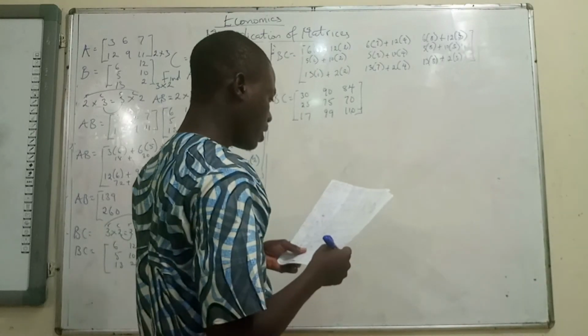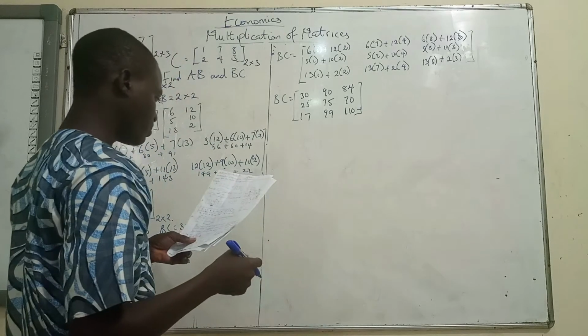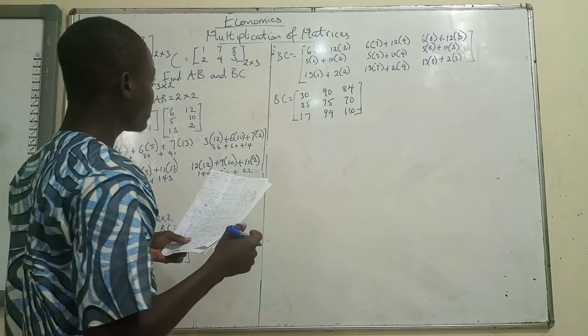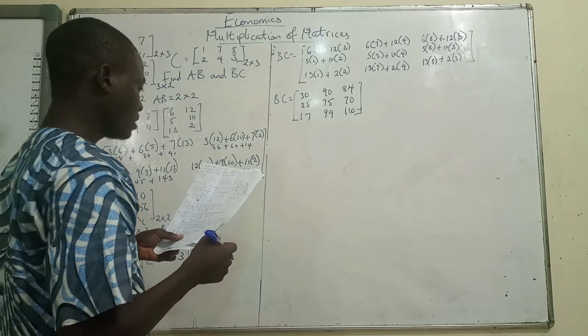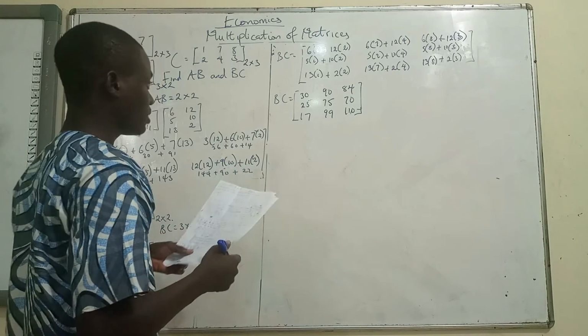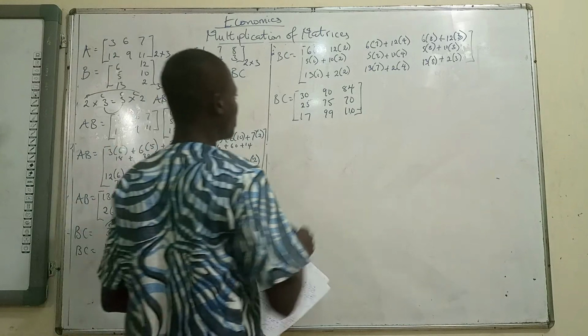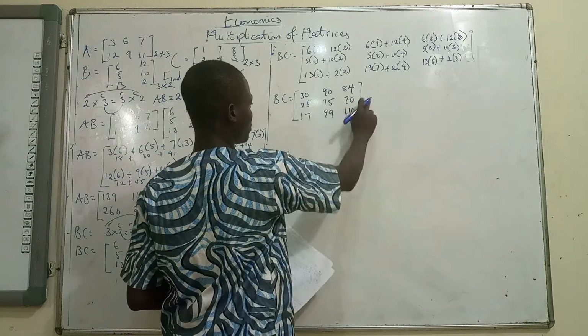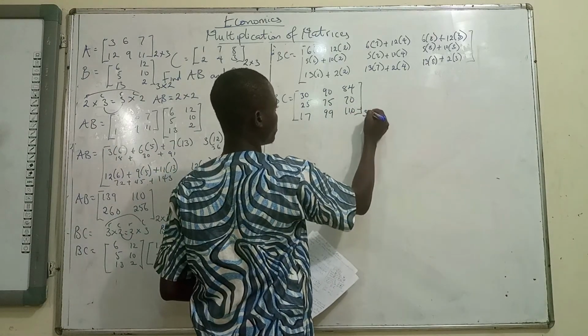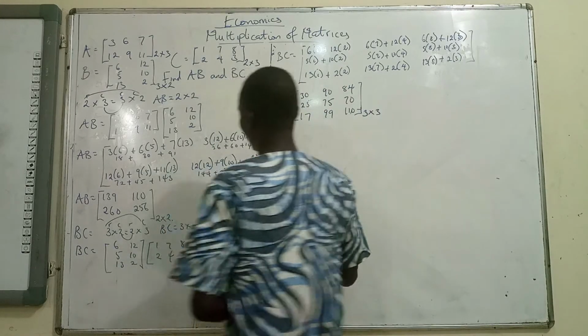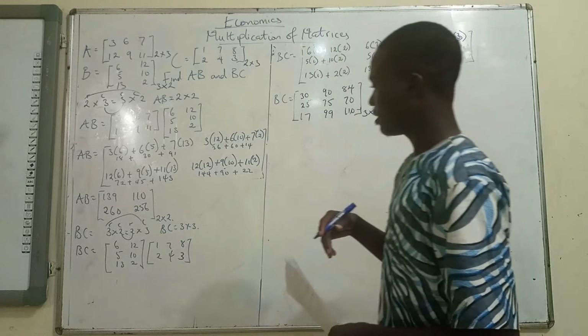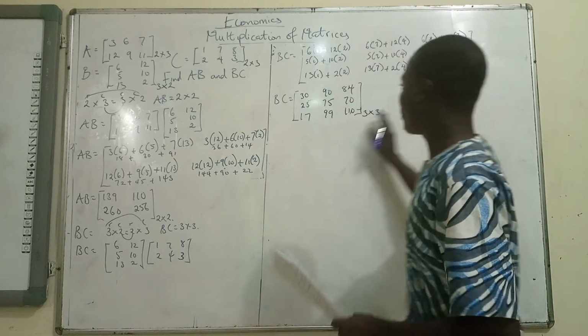So I have 30, 25, 17, 90, 75, 99, and 84, 70, and 110. Okay, so now how many rows do we have? This is the first row, second row, third row. We have 3 rows. And how many columns? 1, 2, 3. We have 3 columns, just as we predicted.